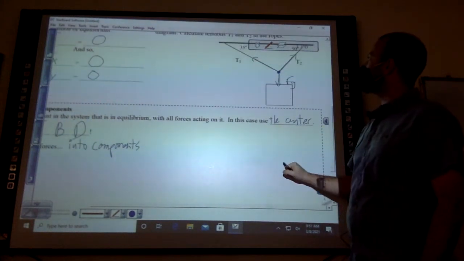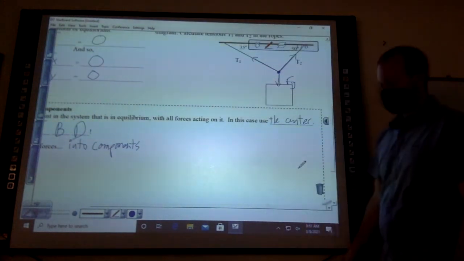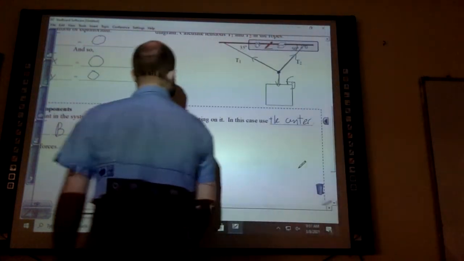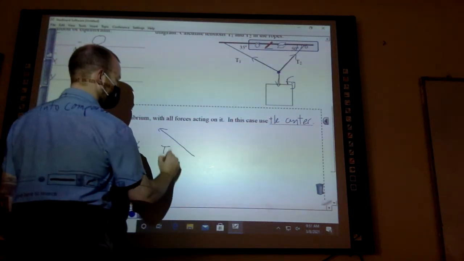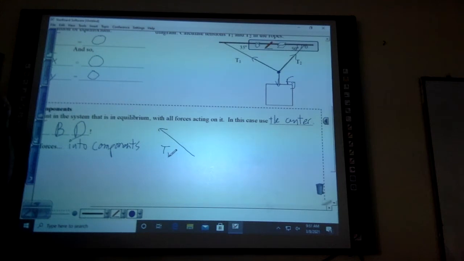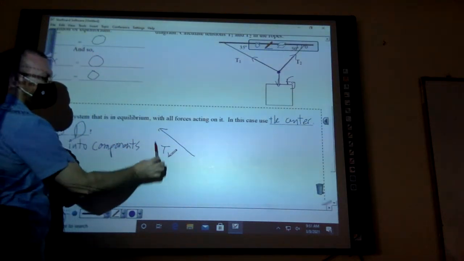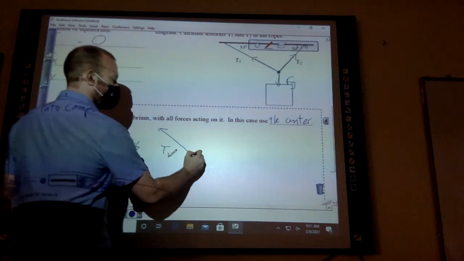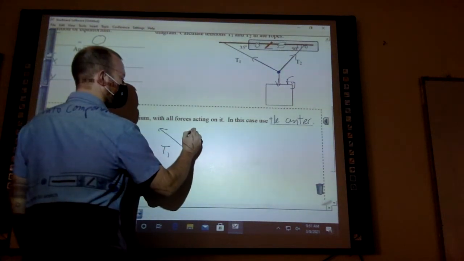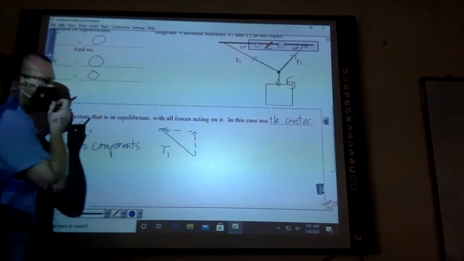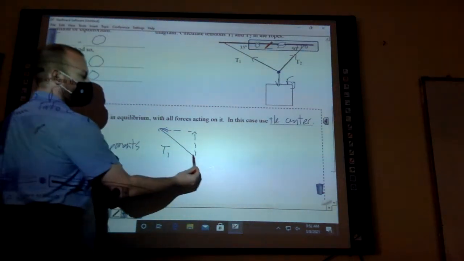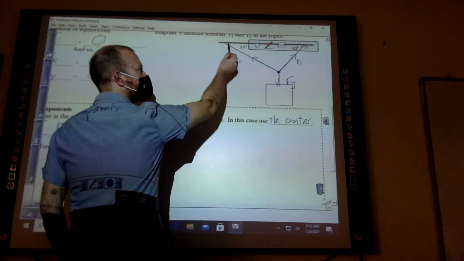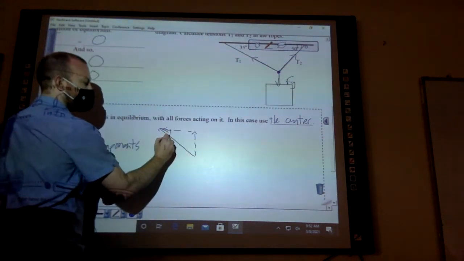So let's do that. I'm going to redraw these arrows down here so I can break them up. So we've got T1. And again, it doesn't matter how I situate my triangle, if I do it like this, or if I do it up here. I'm going to do it this way. You'd get the same answer no matter what you did. For this, the reason I did it this way is so that I can see where the 35 degrees is. So if I compared this to this, my 35 degrees is up here.